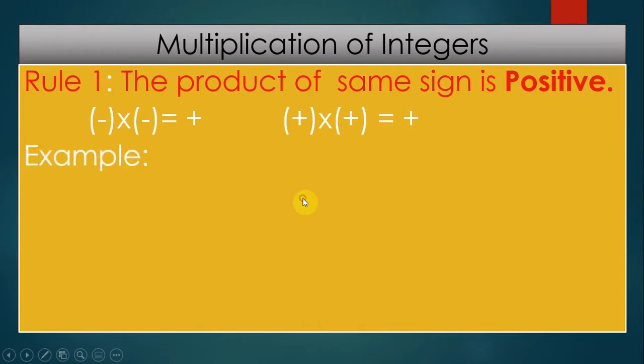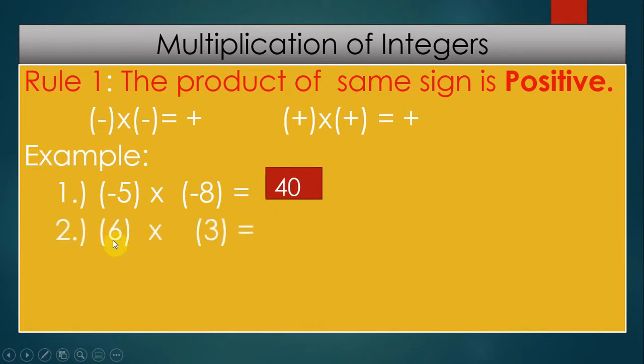Say for example, we have here negative 5 times negative 8. They are all negative, so our answer is positive 40. Okay, the next one. They have the same sign. These two numbers are all positive. Positive 6 times positive 3. The answer is positive 18.